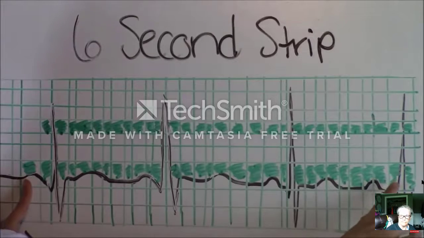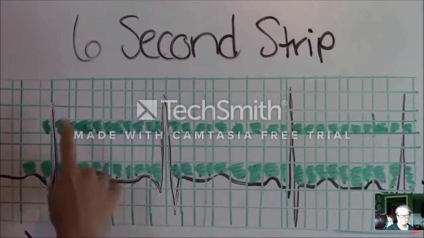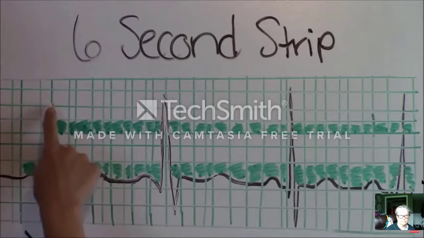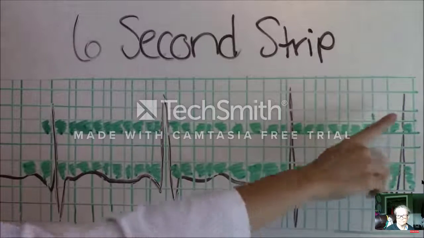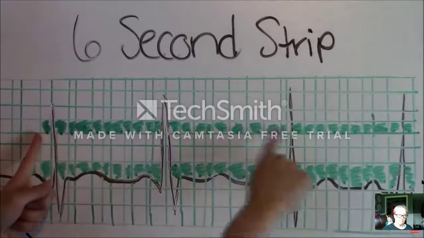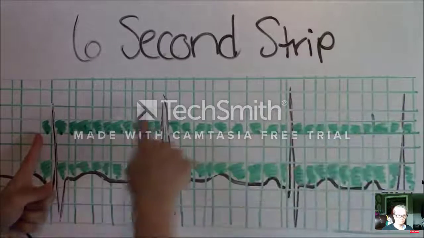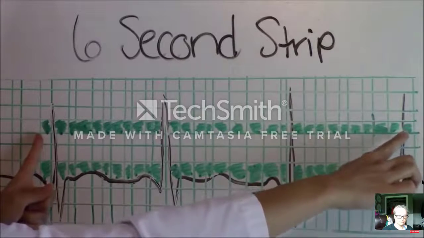Now let's count our ventricular rate. Remember, to do that, you use your R waves. You have the QRS complex. So let's look at our R waves. We have an R wave here, here, here, and here. We're going to start right here and count 30 large squares, then count how many R waves presented between those 30 squares and multiply that by 10.